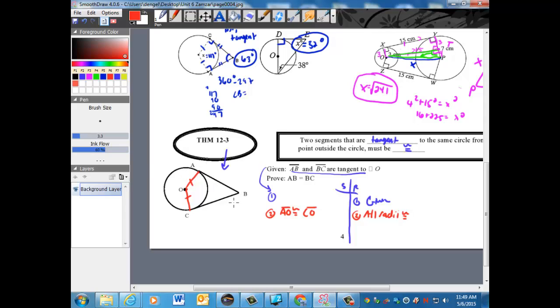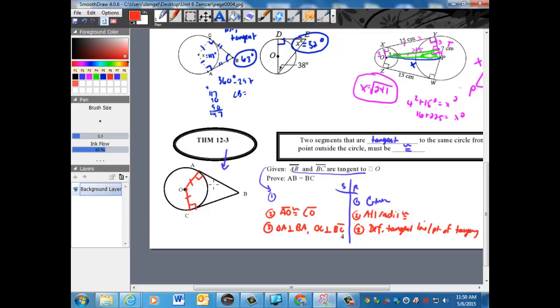All right, next, since AB and BC are tangent, let's put a 90-degree box here and a 90-degree box here. Let's do this first. We're going to say that OA is perpendicular to BA, comma, OC is perpendicular to BC. And that's because of the definition of a tangent line and/or point of tangency.